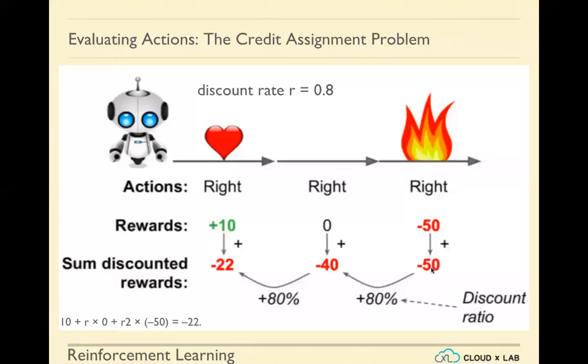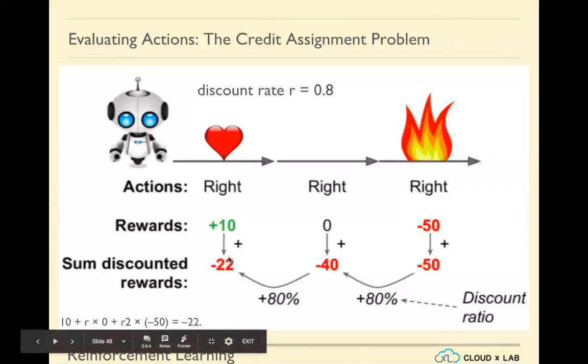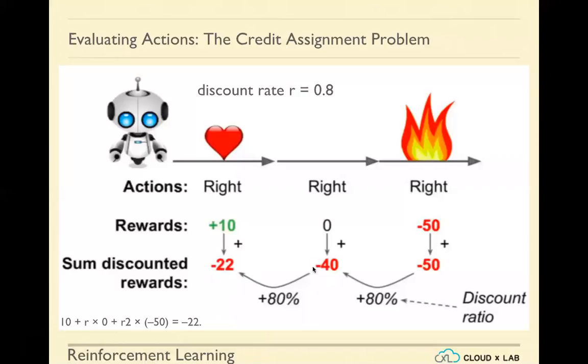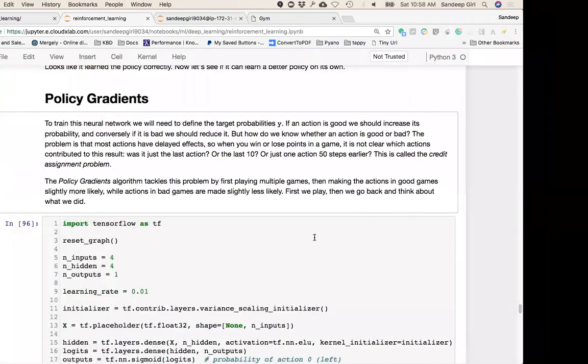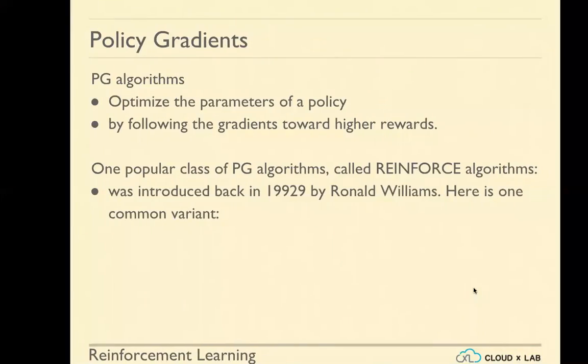So out of minus 50, this last action will get the blame of minus 50. This one will get the blame of 80% of it, which is minus 40. This one will get the blame of 10 plus 0 into r plus minus 50 into r square, which is minus 22. So the reward is calculated in the future, after a couple of steps into the game. This is called the policy gradients. Is everybody clear about what we're talking about?